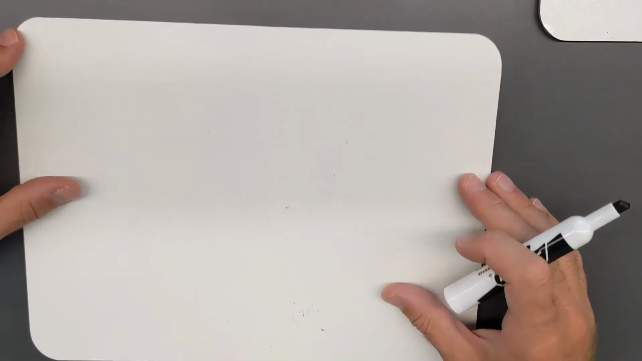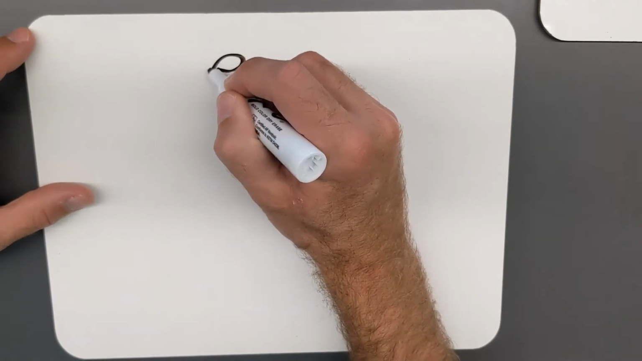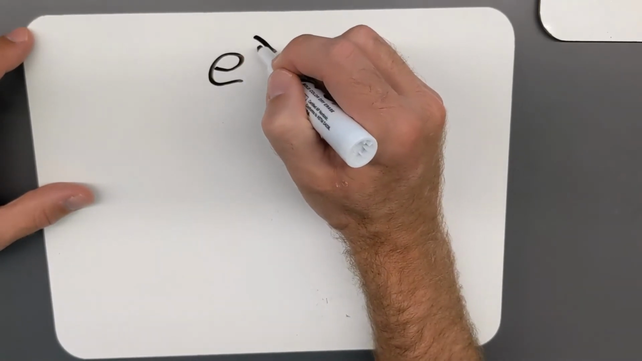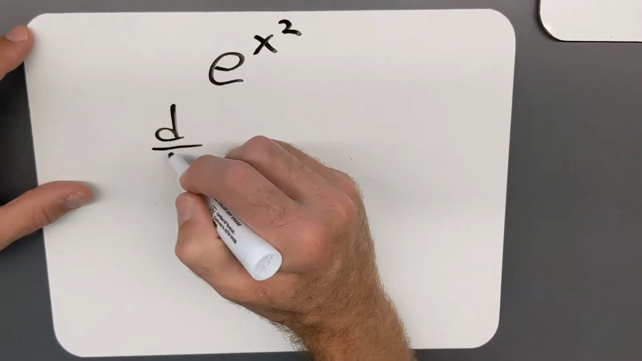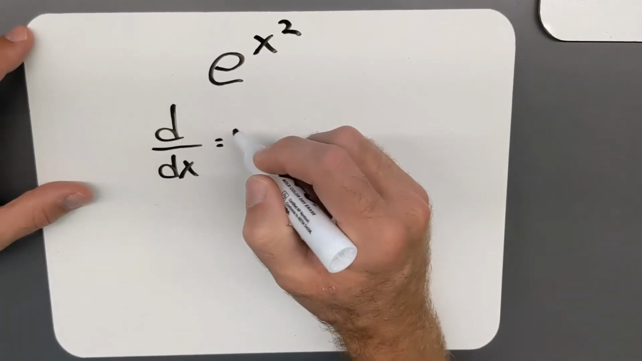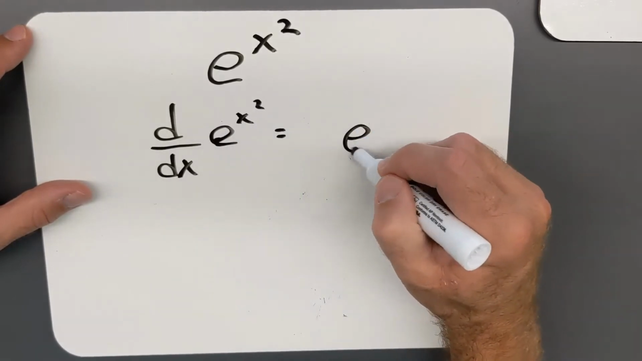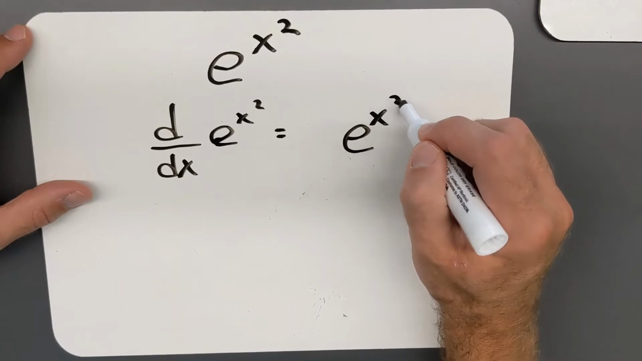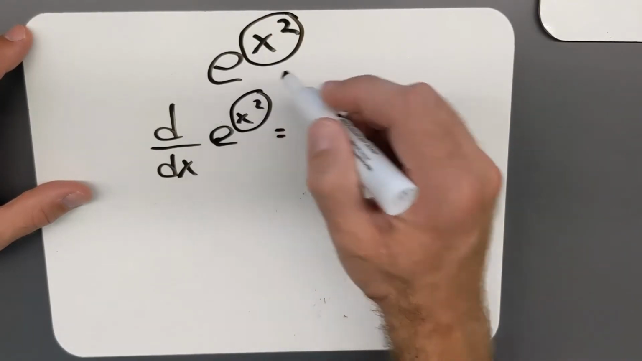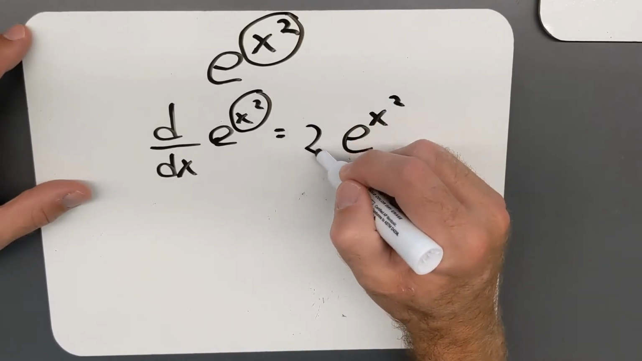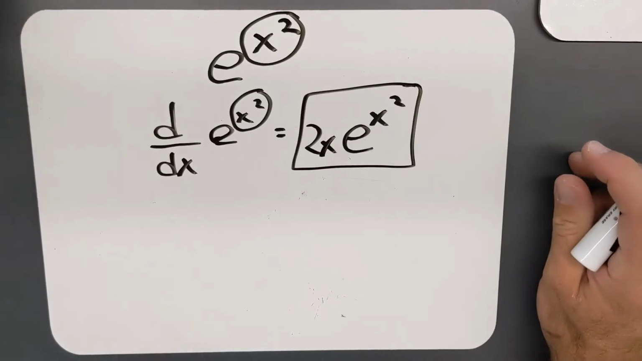Let's see an example of this. Let's do e to the x squared. If we take the derivative with respect to x, we immediately write down what's there, e to the x squared, and then we multiply it by the derivative of that, which would be 2x. And that is our final answer.